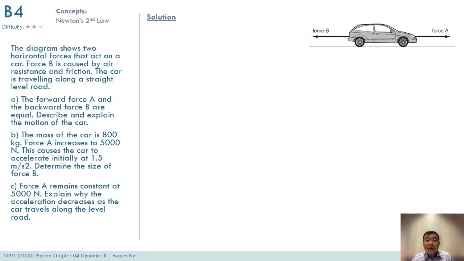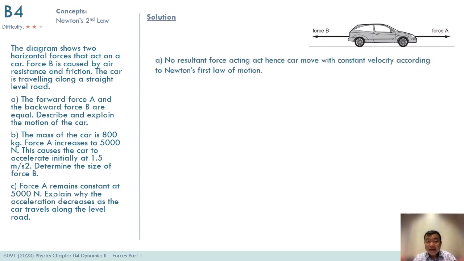This is a typical Newton's second law question. So in part A, you are told that the forward force A and the backward force B are equal. This means that the forces acting on the car are balanced.